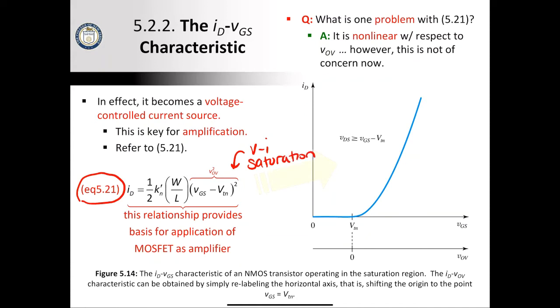And one problem with 5.21 is that it's nonlinear. We ideally want a constant slope here because we want our gain to be constant. Unfortunately, that is not the case with the MOSFET. And so that's something that we will need to overcome, or we will need to correct for, in order to get the type of operation that we want.